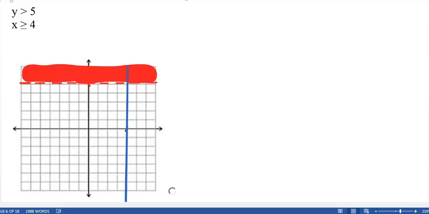Our next step would be to shade the appropriate region. Since it's x is greater than or equal to 4, the values that are greater than 4 are to the right of our boundary line. So we would shade to the right.